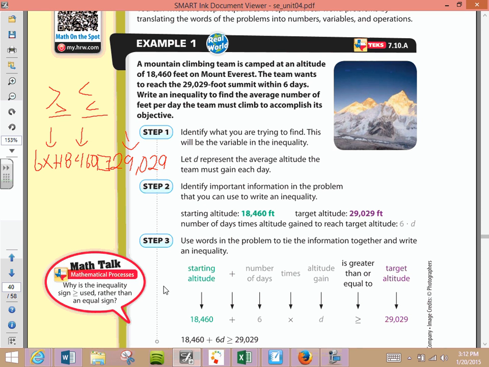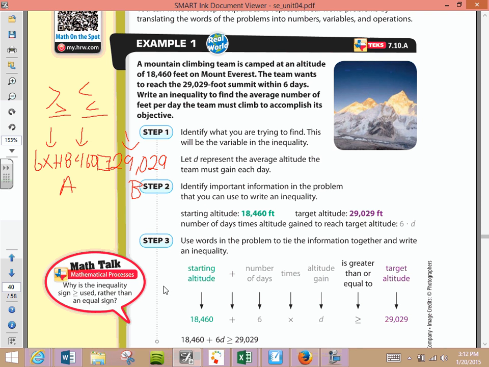Okay, go ahead. A team is at 18,460 feet and is trying to get to 29,029 feet within 6 days. Yes. Okay, so here's the thing. This is side A, and this is side B. Here's what that means. I need you to understand that part.